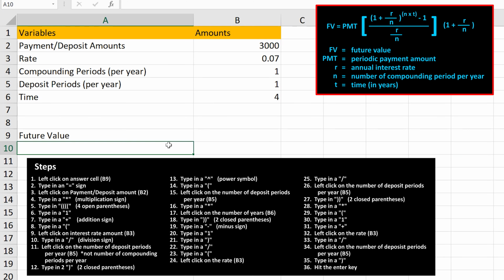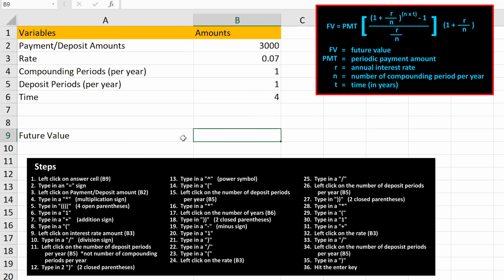We're going to put the answer in cell B9, so we left-click on cell B9 so it's highlighted. Next, we type in an equal sign. Then, following the formula, we left-click on the payment or deposit amount, cell B2. From here, we type in a multiplication sign, which is Shift-8 on the keyboard. Next, we type in 4 open parentheses, and then we type in a 1. From here, we type in an addition sign, then another open parentheses.